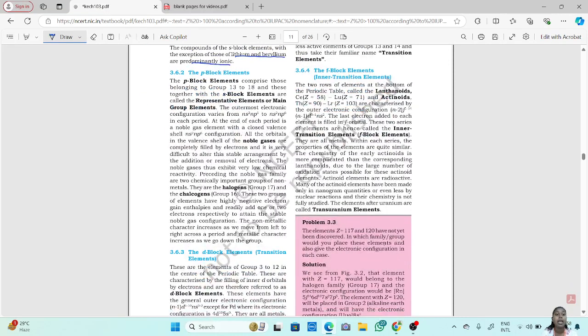Next are the p block elements. Now p block elements comprise those belonging to group 13 to group 18. So p block has elements from group 13 to group 18.